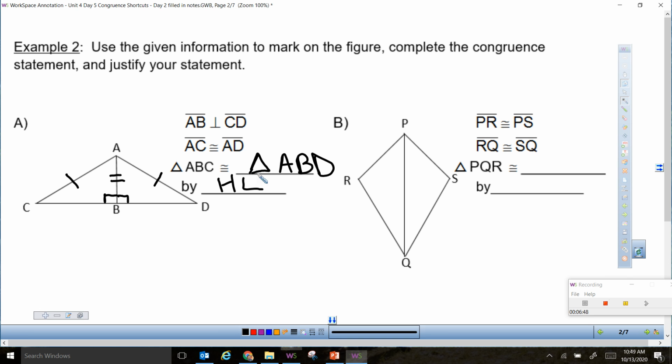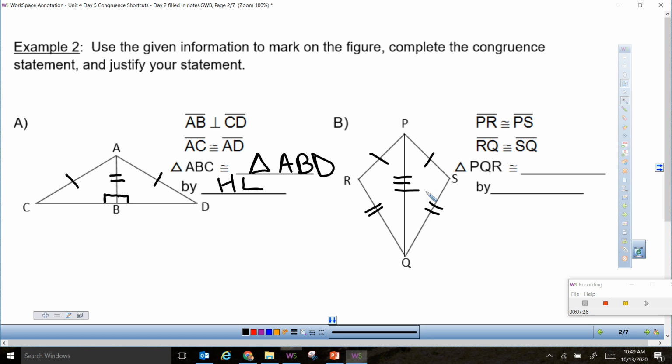Next part, part B, they tell us that side PR is congruent to side PS. So mark it. Here's PR, here's PS. Those are congruent. Next one says that RQ is congruent to SQ. So RQ gets 2 tick marks, SQ gets 2 tick marks. There's something else I can mark. What else can I mark? The shared side. So the shared side is also congruent. So the shared side gets 3 tick marks.